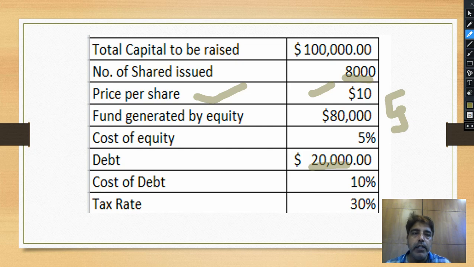And the debt raised is $20,000. The cost of debt considered here is 10%. And of course, there will be a tax rate of 30%, which will be counted as far as the WACC, the weighted average cost of capital, is concerned. So now just see what happens.